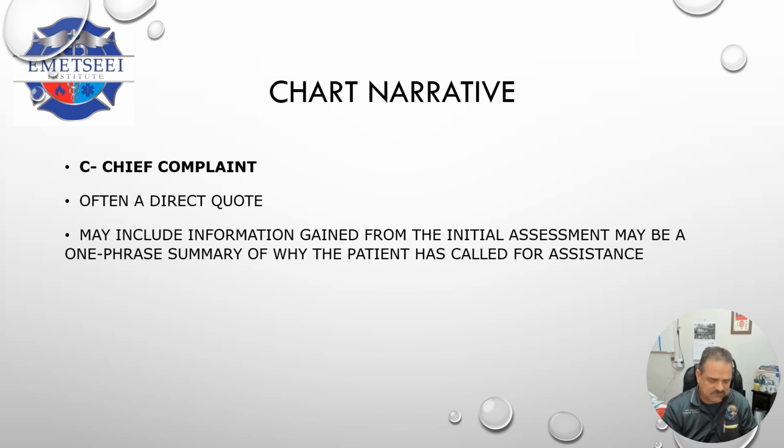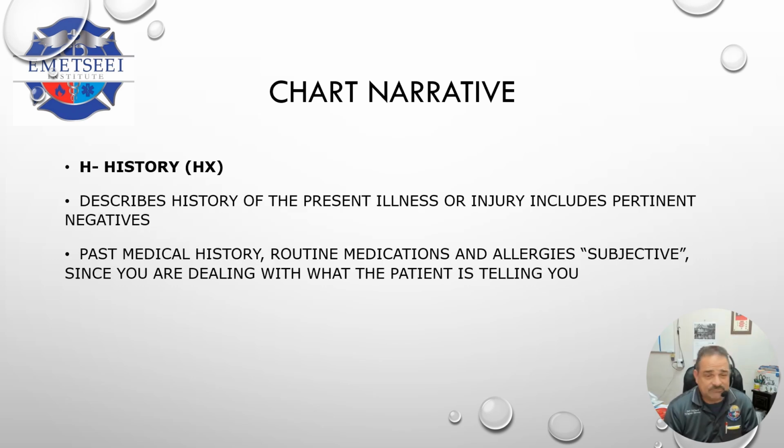But once again, this is the stuff that you're being told. Your chief complaint is what's coming from the patient. If the patient's unresponsive, you're getting it from the loved one or the bystander, those kind of things. What is that person's chief complaint? What is your primary complaint that you're dealing with that you're going to have to move forward with and do your assessment on?